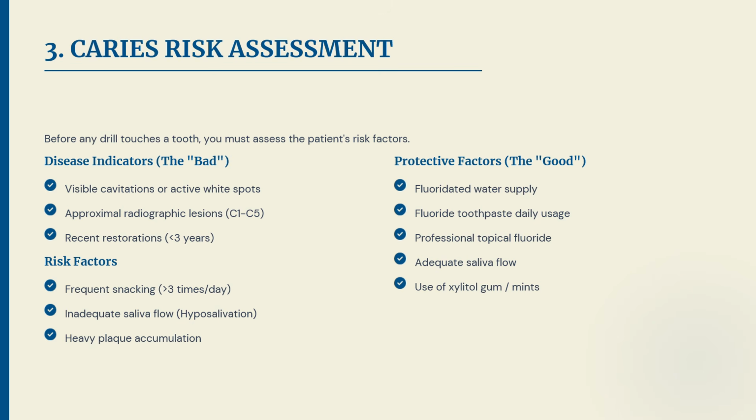Now look into the protective factors. Here the protective factors are fluoridated water supplies. In Australia, there is water fluoridation, a fluoridated water supply available everywhere. Okay, there is no more use of fluoride tablets anymore, so don't forget about fluoride tablets. Then there is fluoride toothpaste. How is the patient using it? Are they using fluoride toothpaste?